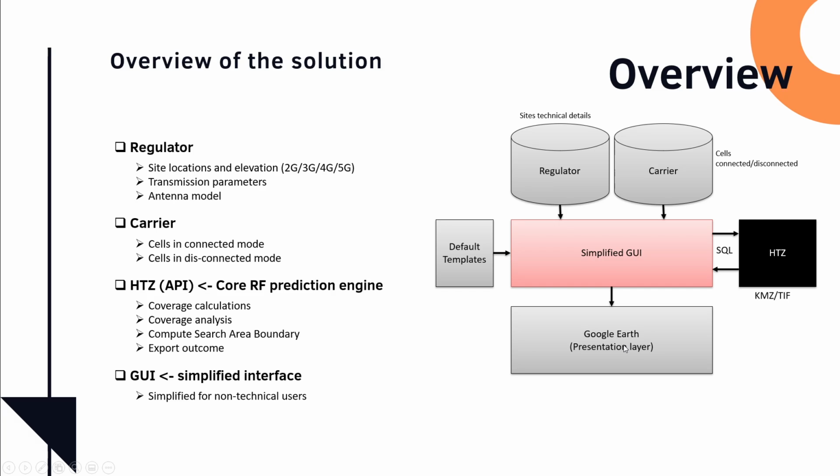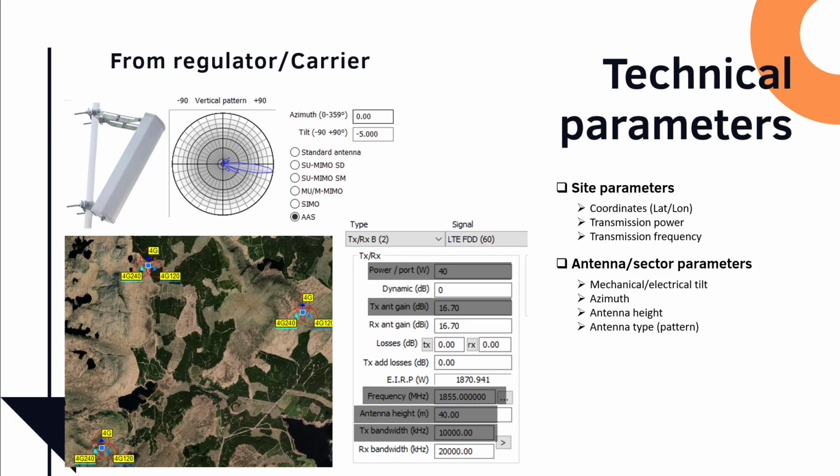So as a presentation layer, you can display, or you can look at the coverage analysis and also the optimized search area. So we're going to rely on all this information. HTZ integration was done using the API. So we're going to talk about this API functionality as well today. So from the regulator or the carrier, we need some basic information, and trust me, it's not hard. So we can get a lot of information from them, and if some information is not there, we could use some templates.